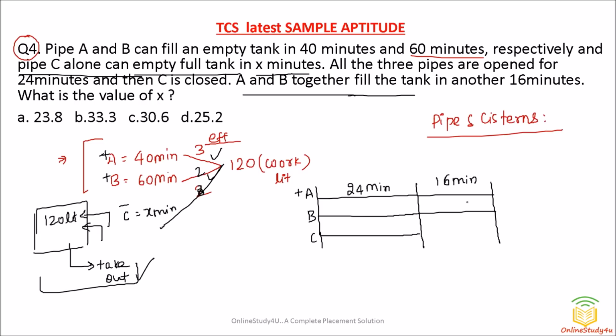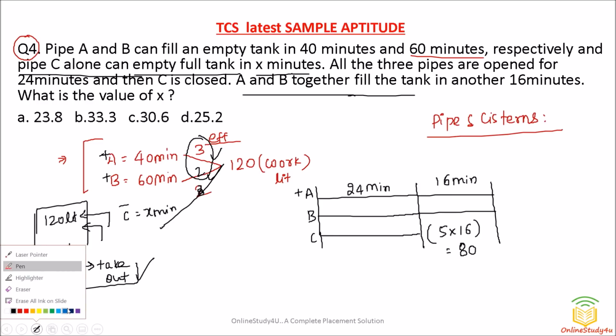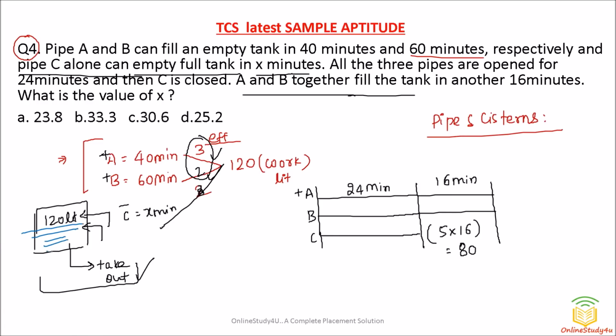So in 16 minutes, A and B, 3 plus 2 is 5. Both together can fill 5 liters in 1 minute, so in 16 minutes they would have already filled 80 liters. Try to understand, in this tank 80 liters were filled in the last 16 minutes.